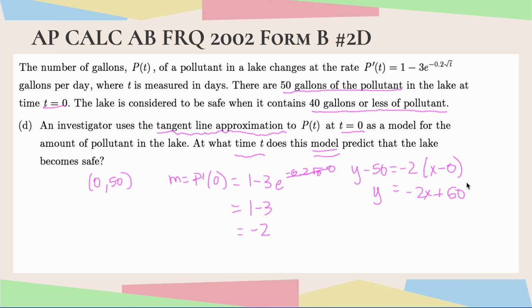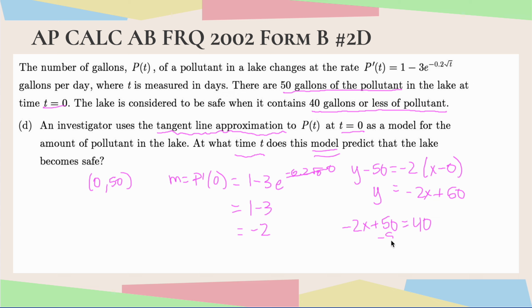Now I'm looking for the time, which in this case I just used x and y for, so the time would be x, at which the gallons of pollutant is 40 or less. So I'm going to take this negative 2x plus 50 and set it equal to 40, because that's going to give me the time at which it equals 40.